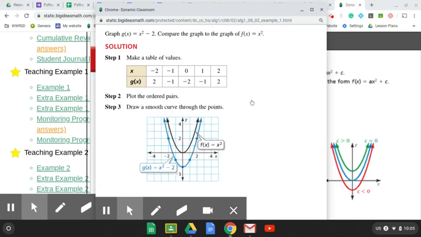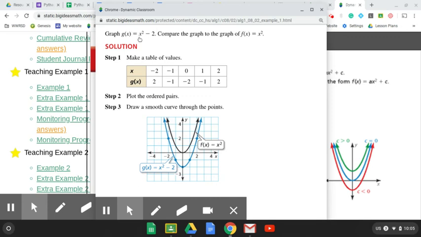Okay, let's plot the points. Here are the new points on this blue curve. So we have negative 2, 2, negative 1, negative 1, 0, negative 2, 1, negative 1, and 2, 2. And you draw that smooth curve that connects them to form this parabola. You can see that this black function here is the parent function, f of x equals x squared. So now we can compare the two.